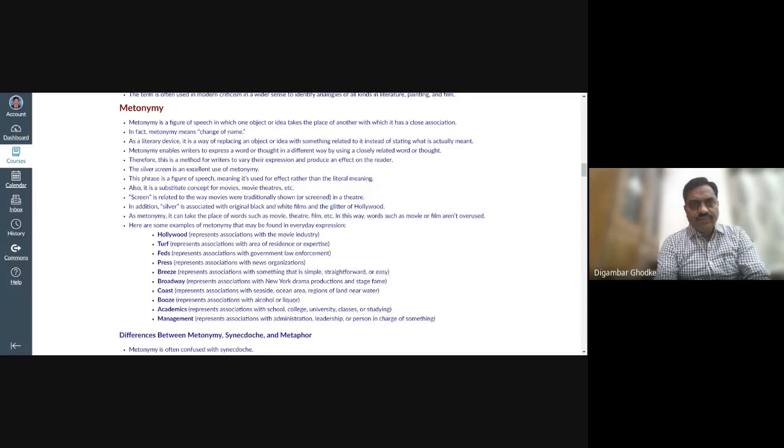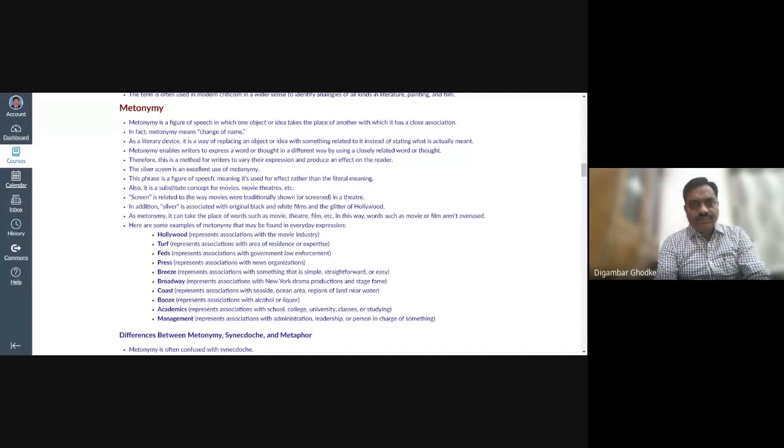Another important example is turf. Turf represents associations with area of residence or expertise. The metonymic term turf is used to refer to associations with area of residence or expertise. Society in a colony, you have got turf, that is association. Then feds. Now, feds represents associations with government law enforcement. It is a short form of federal. Feds.